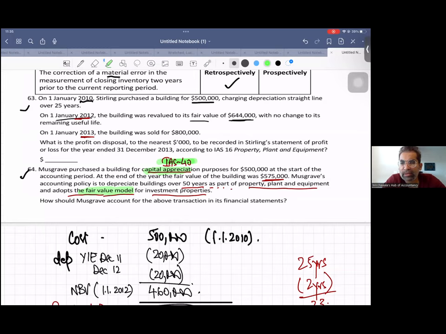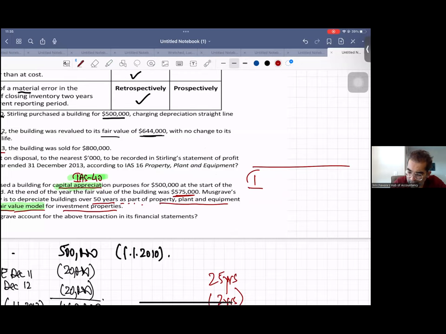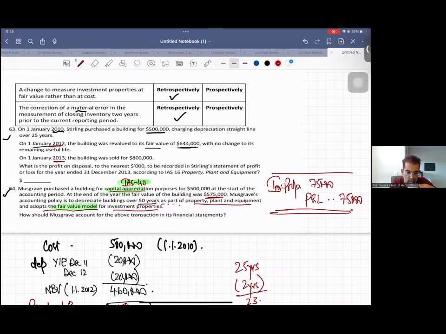So from 500 to 575, you just have to write the entry: investment property debit 75,000 and P&L credit 75,000. Correct? Next.